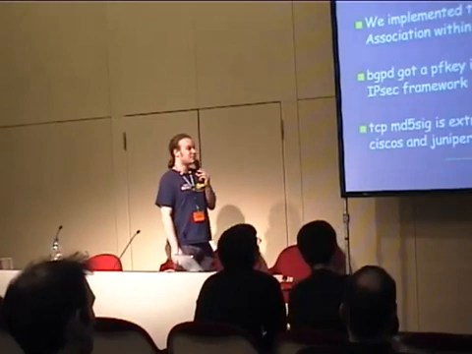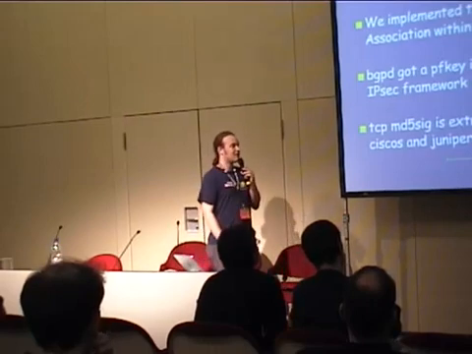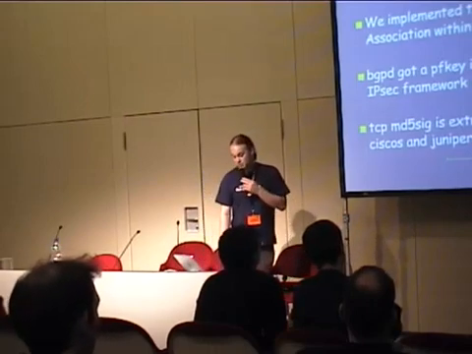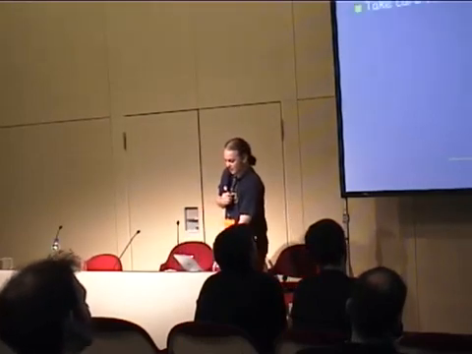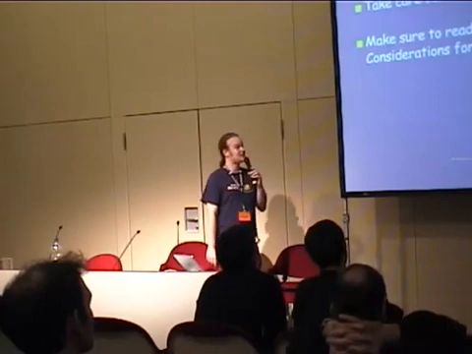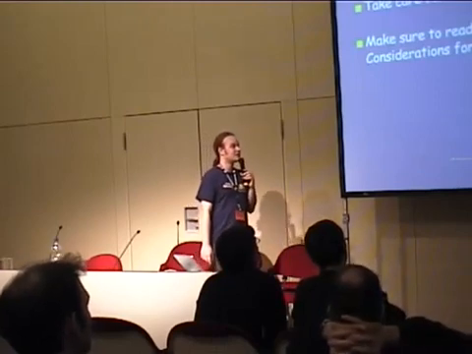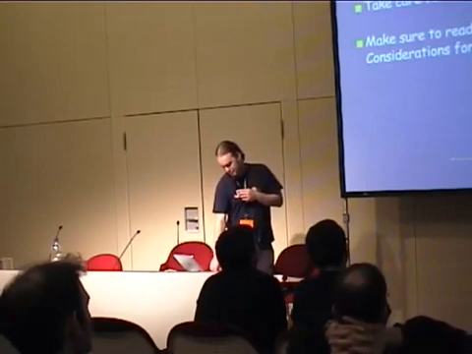And TCP MD5 SIG in the end is extremely easy to configure. You just have to enter a password. It works against Cisco, it works against Juniper, it works against everything else. If you run BGP, please use it. There's no excuse not to. On the other hand, you have to keep in mind that MD5 signatures are rather weak. You have to take care for the key length. Don't use short passwords. And there's an RFC talking about key management considerations when you use the TCP MD5 signature stuff. That's worth a read.